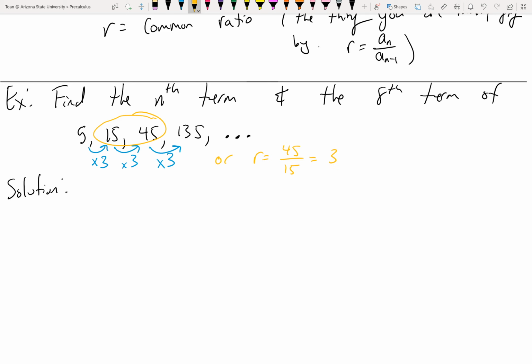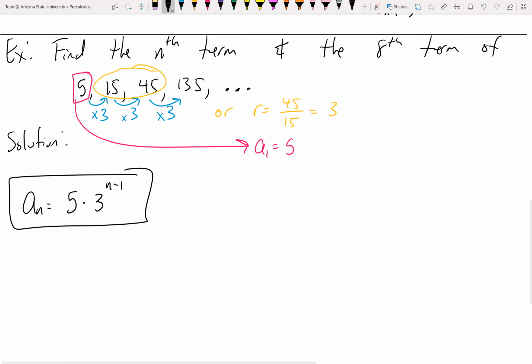So to find the nth term, that is to say to find the formula, I need r, which we have, and I need the first term. Well, if they list it out, we can just see that a sub 1 is 5. So we're done, right? The nth term, a sub n, is simply a sub 1 times r to the n minus 1. That's it. Easy peasy.